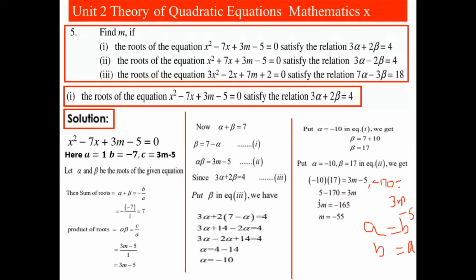When we subtract this from this, we have minus 165. So 3m is equal to minus 165, dividing by 3. So we have m is equal to minus 55.